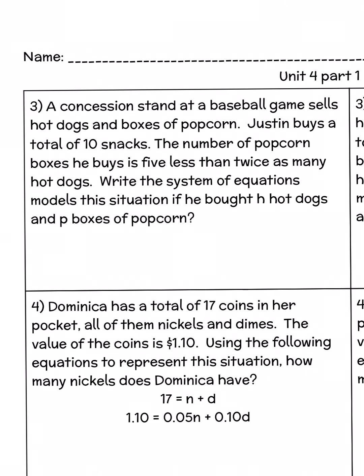Okay, question number 3. A concession stand at a baseball game sells hot dogs and boxes of popcorn. Justin buys a total of 10 snacks. The number of popcorn boxes he buys is 5 less than twice as many hot dogs. Write the system of equations that models this situation if he bought H hot dogs and P boxes of popcorn. Okay, so he buys a total of 10 snacks, and they're made up of what? Hot dogs and boxes of popcorn. So we're going to call hot dogs H. We're going to call popcorn P.